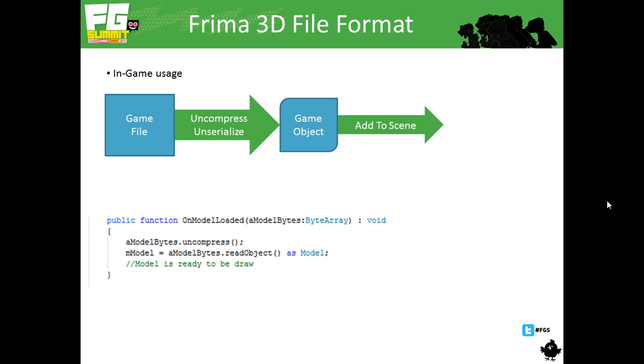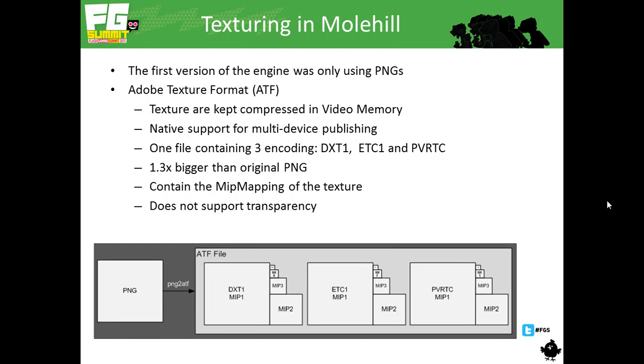So you just have to do decompression, native unserialization, so read object, and then you have it. You have your model loaded. Very easy. For texturing, what we did at first in Zombie Tycoon was to use PNGs everywhere.